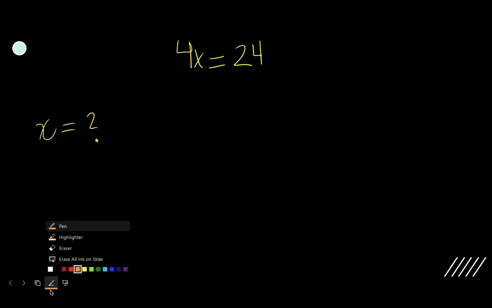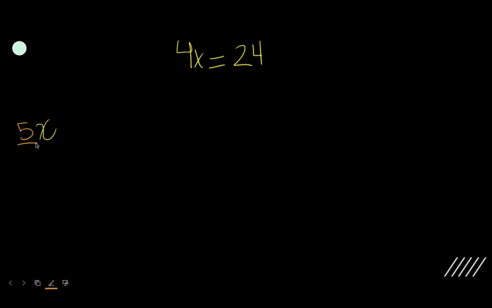Find x. 4x equals 24. So let's start by isolating the variable. This means to just let x sit by itself, and there are no signs or coefficients before the x. An example is like 5x. We don't want the coefficient here, so we would move it to the other side.